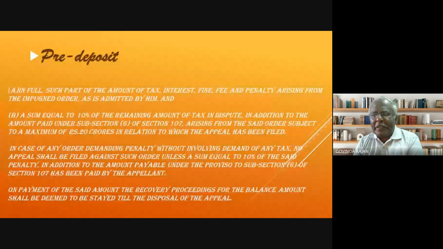So once the appellant has paid the requisite amount of pre-deposit, there is an automatic stay for the remaining amount. It is not required to file a separate application for stay of recovery of the balance amount. Once he has paid the entire pre-deposit, the automatic stay is there. The balance amount shall not be recovered by the department till the disposal of the appeal. So it is a privilege to the appellant.